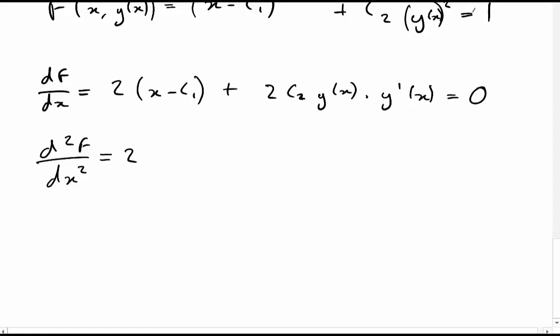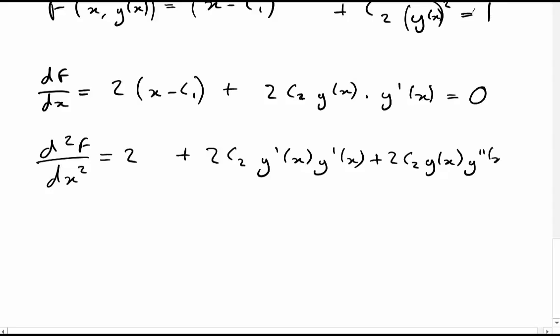Plus 2. This is now the product rule because I've got the product of two functions. So it's going to be 2c2 times the first thing differentiated, which is y dash, times the second thing left alone, which is y dash of x. Plus, again the same constants, the first thing left alone, which is y of x, times the derivative of the second thing, which is y double dash of x. And that's got to be equal to 0.